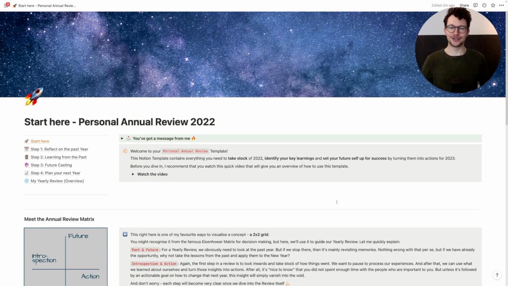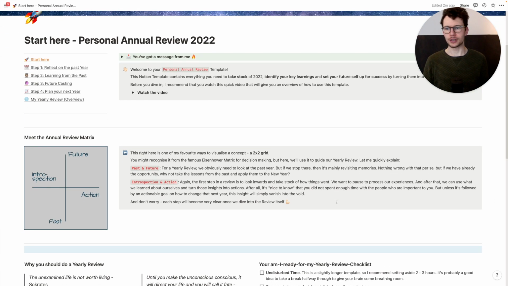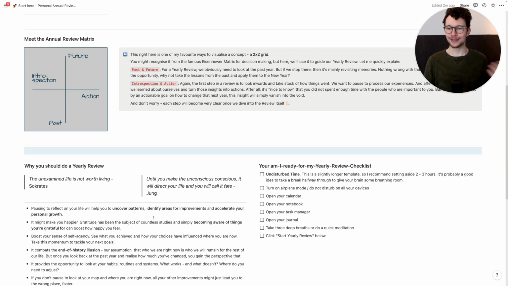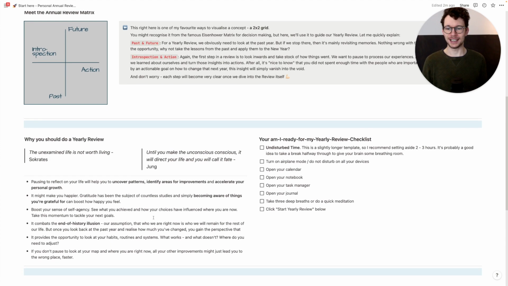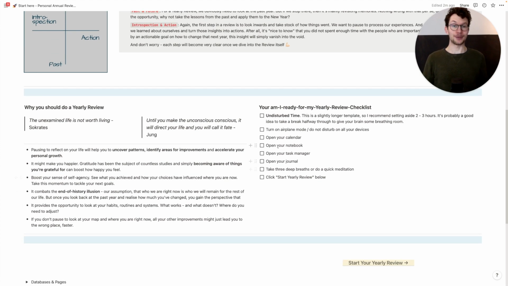So this is the first page of the annual review template. Again, reminder, the link for it is in the description. On this first page, there's just a little bit of introduction. We have the annual review matrix again, a few more reasons why this is such a good idea to do. And then we have the Are You Ready for the Yearly Review checklist, just to make sure that you have enough time and that you've gathered everything, because really the goal is to have a bit of uninterrupted time to do all of this.